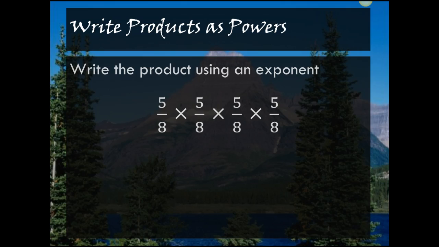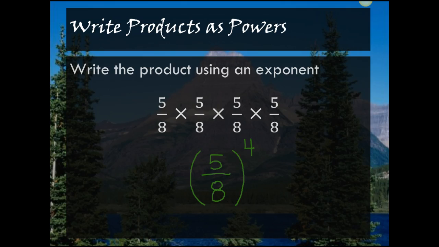Both fractions and decimals can also be written using exponents. In this case, the base is 5/8. To write this using an exponent, we'll start with 5/8. It is very important that we put a parenthesis around the fraction to show that the entire fraction is included. Then 5/8 is multiplied by itself 4 times, so this would be 5/8 to the 4th power, and we'd write the little 4 on the outside of the parentheses.